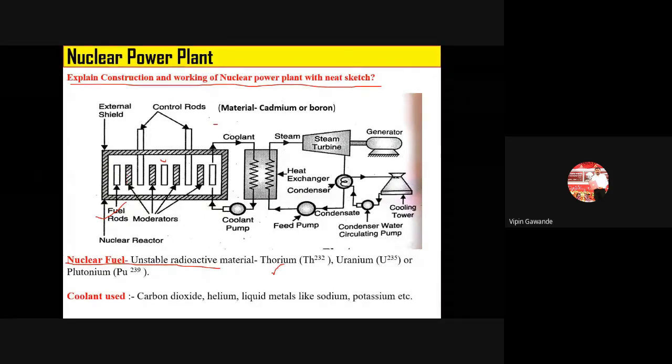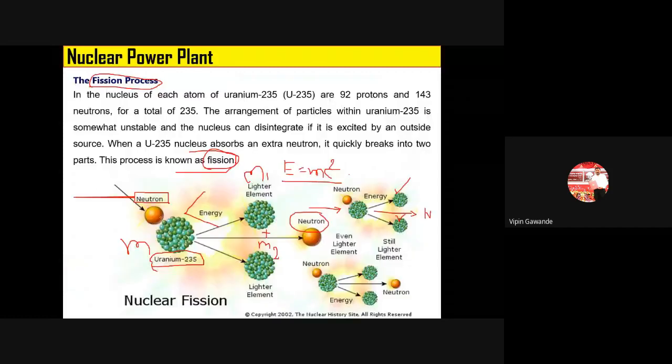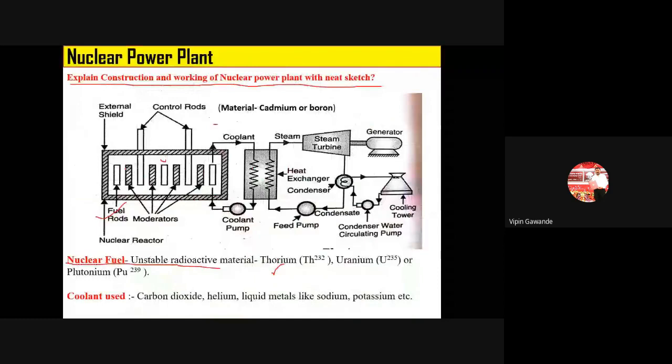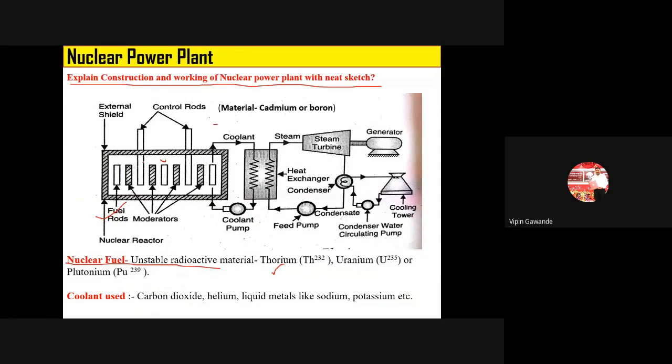Now, when this radioactive material is bombarded with a neutron, it is converted into two lighter elements plus it generates neutrons. Because of the generation of these lighter elements, it generates a lot of energy, and the process is called the fission reaction. Because of the fission reaction, a lot of energy is generated inside the nuclear reactor. There is a continuous reaction taking place, so we call that a chain reaction.